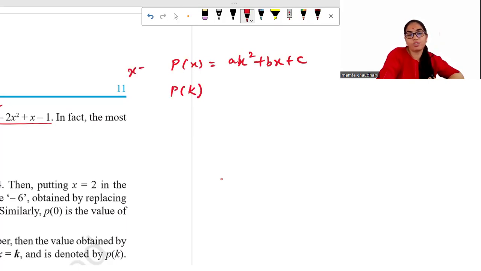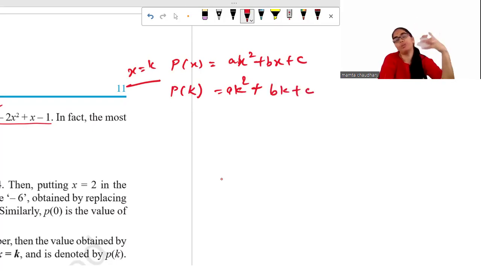Right? At x equals k, what will I do? Here I will replace x by k. So this will be ak square plus bx, so x becomes k, bk, plus c. It means you simply have to replace x by k.